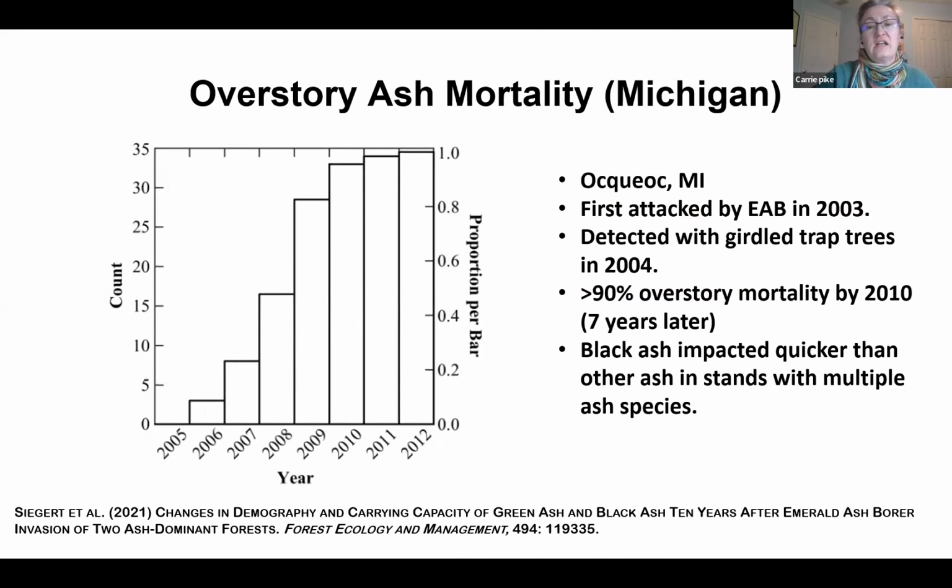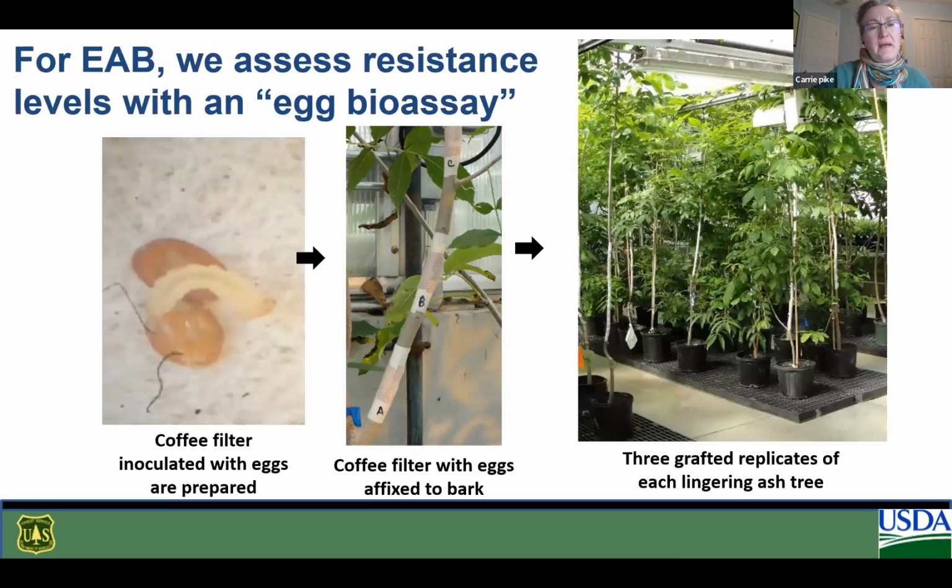This is in Michigan. They first observed EAB in 2003. They detected it with girdled trap trees in 2004. And 7 years later, they had over 90% mortality. They also noticed these are mixed black and green ash stands. They noticed the black ash went out first. And this was recently published in Forest Ecology and Management.